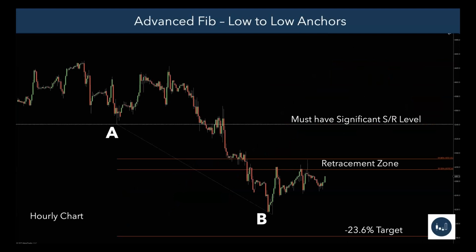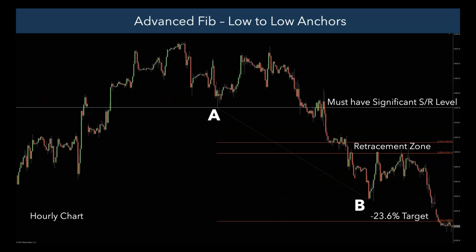So here, this is an hourly chart, and this is a little bit more recent. We can see how this played out. I've put in my significant support and resistance level that price broke down below. This was in the last couple of weeks. So I've got my low to low anchors from A down to B. I can see I got a retracement back up between my 50 and 61.8 and my target sitting down below. And one of the things that NinjaTrader allowed me to do was update this next slide, because after I had created this particular fib example, we saw that price ran all the way down to that target. Okay. And so these are very, very powerful concepts that most traders don't know.